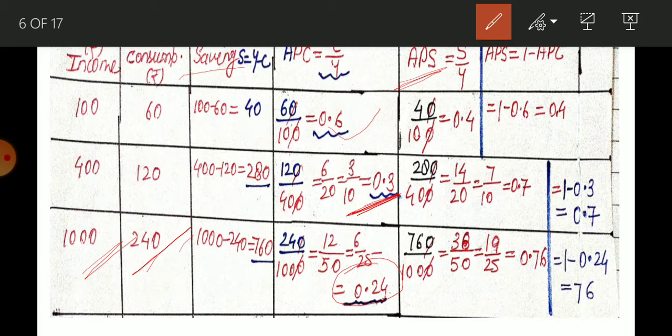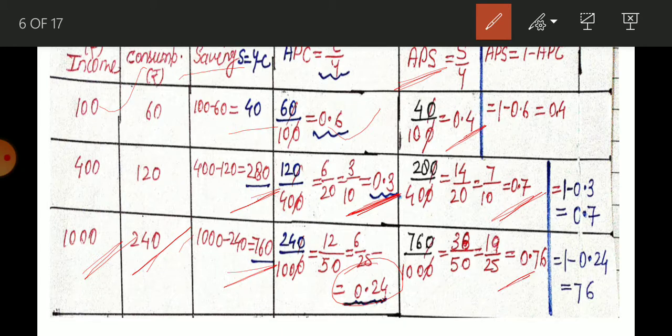Y minus C. So 100 minus 60, 40. 400 minus 120, 280. 1000 minus 240, 760. So we get the value of saving. Now directly we are going to divide this with income. So 40 upon 100, 0.4. 280 upon 400, so 0.7. 760 upon 1000, so 0.76.